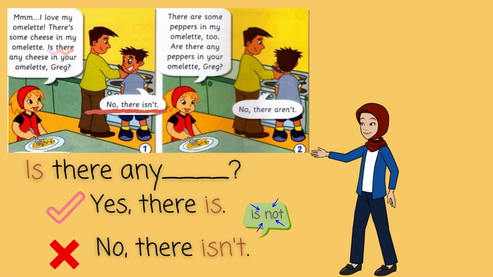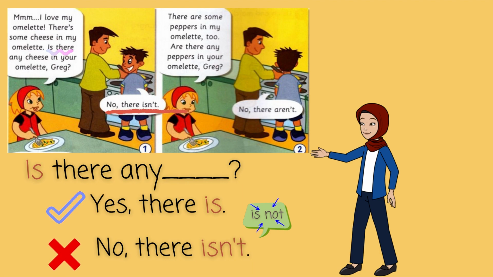Anna is asking Greg, is there any cheese in your omelette, Greg? Okay, so when the question starts with is, kita gunakan is bila kita mau bersoal tentang makanan yang tidak boleh dikira. Okay, when the food is an uncountable noun, iaitu kata nama yang tidak boleh kira, we use is in the beginning of the question. Is there any cheese in your omelette, Greg?